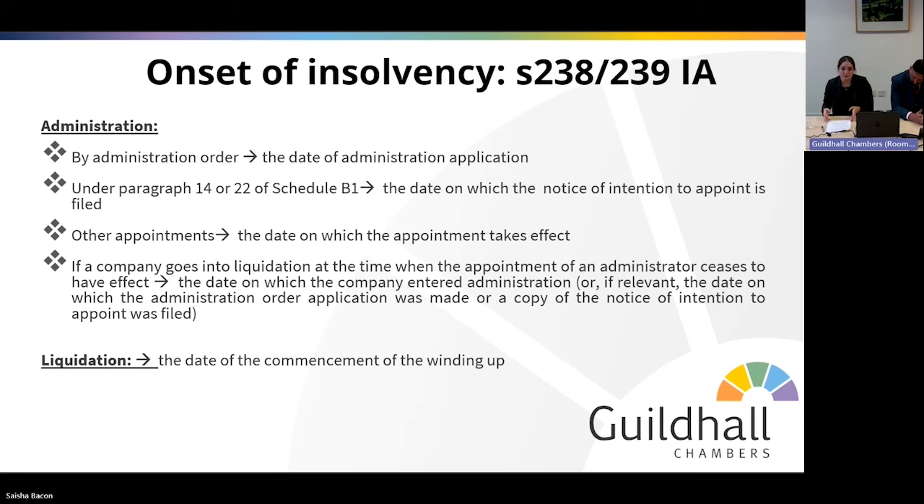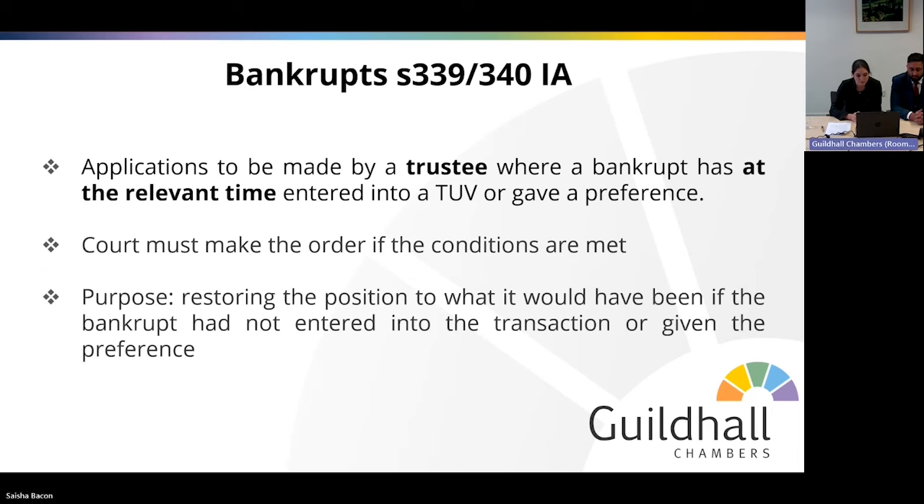So what does the onset of insolvency mean? That's when we're looking at whether they're connected or not connected. It's the ending point for the prescribed relevant period for both section 241A and B, establishing it's an important step in establishing whether you have a claim. If it's by administration order, looking at administration first, then the onset of insolvency is the date of the administration application. If it's administration pursuant to paragraph 14 or 22 of Schedule B1, it's the date on which the notice of intention to appoint is filed. Any other appointment, it's the date on which the appointment takes effect. And if we're looking at liquidation, it's the date of the commencement of the winding up.